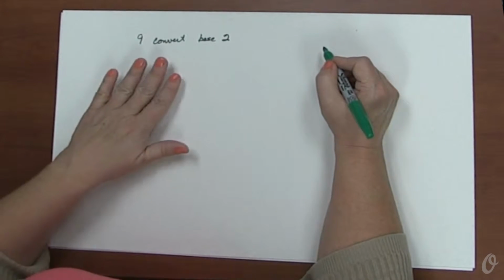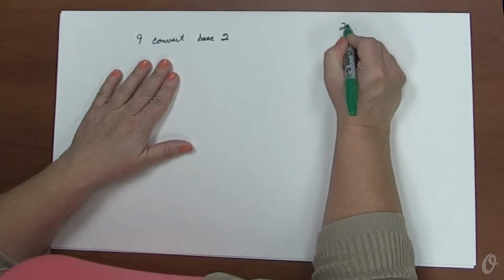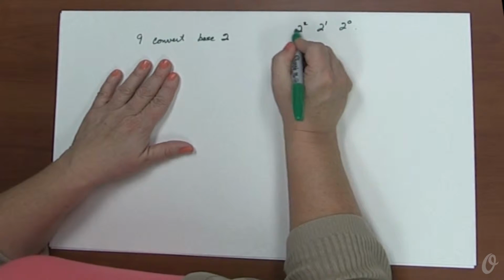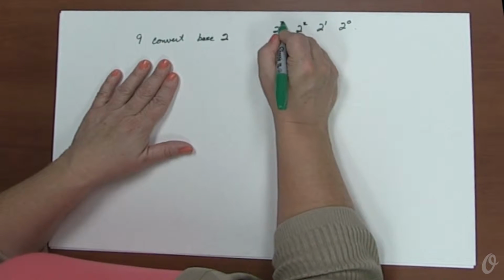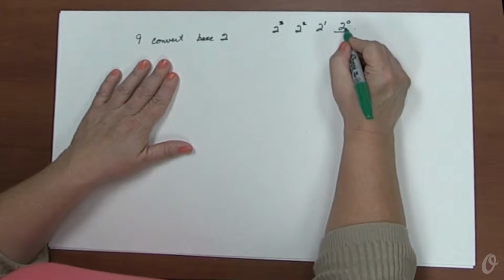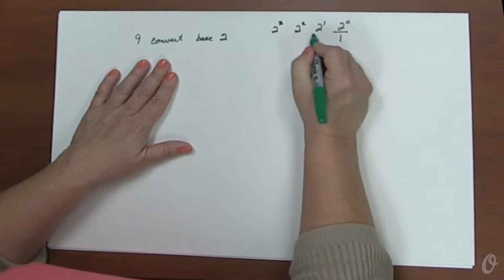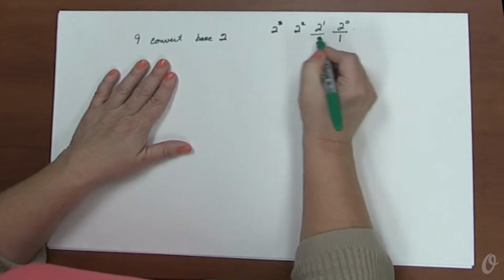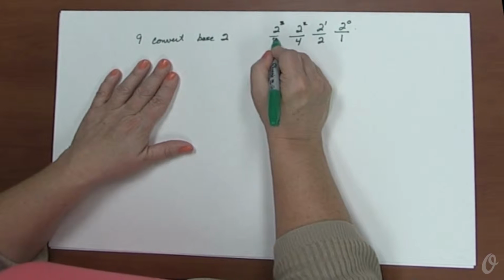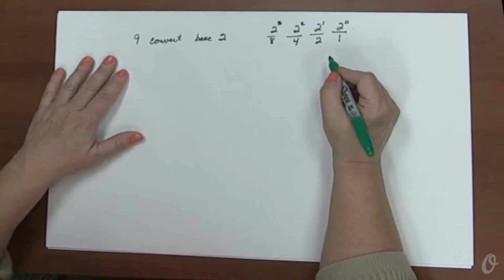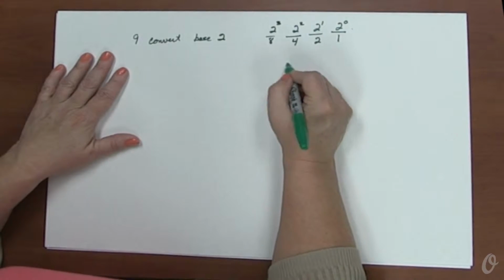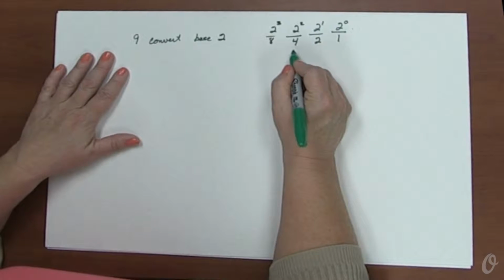Well, first of all, I need to see what a base 2 looks like. 2 to the 0, 2 to the first, 2 squared, 2 cubed, and I could keep going. Let me look at what my values are. 2 to the 0 is 1, 2 to the first is 2, 2 squared is 4, and 2 cubed is 8. So when I look at my number 9, I want to see what is my biggest group that I can take out.